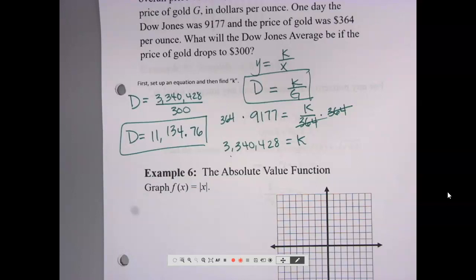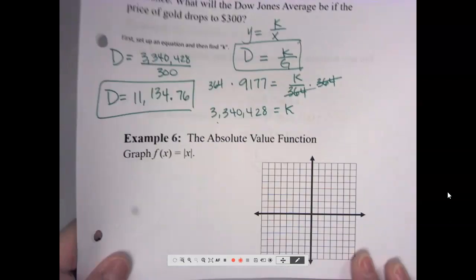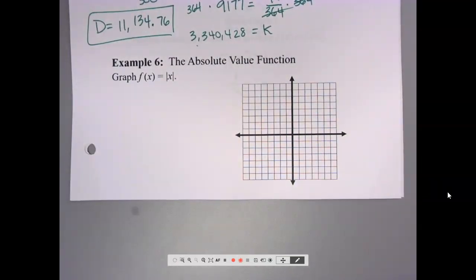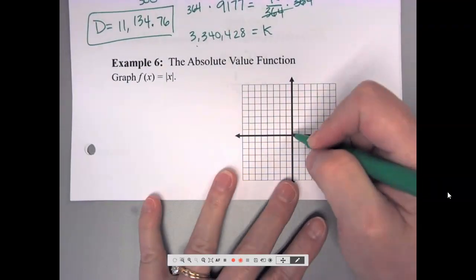Question on that. Okay, let's see. Absolute value function. Okay, so we've graphed this. What does it look like? V. Where's the point of the V if it's just the plain old absolute value? At the origin. Okay.